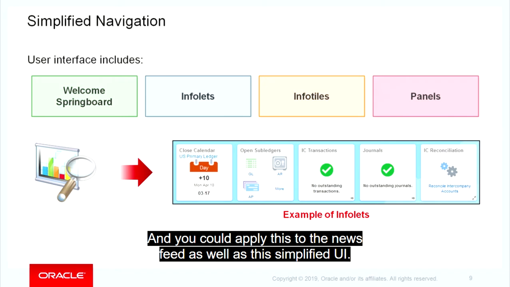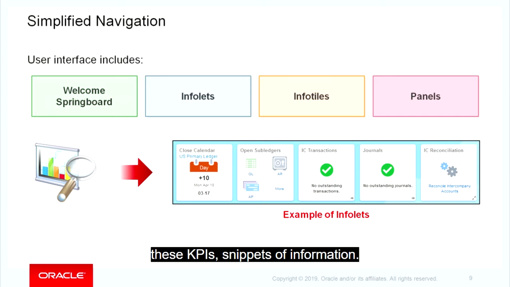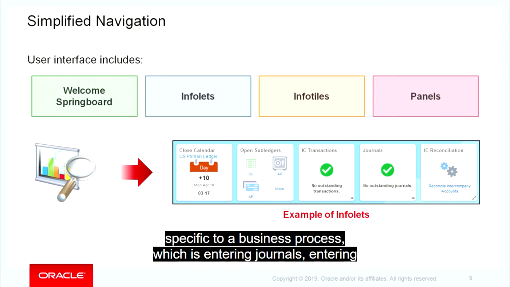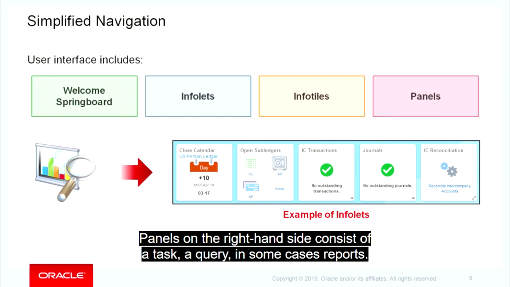And you could apply this to the newsfeed as well as this simplified UI. You've got the home page. From there, infolets, these KPIs, snippets of information. You drill down to a work area or detail page, and that's where you'll find the infotiles. Infotiles are business intelligence information specific to a business process, such as entering journals, entering invoices, entering AR invoices. Panels on the right-hand side consist of a task, a query, and in some cases reports.